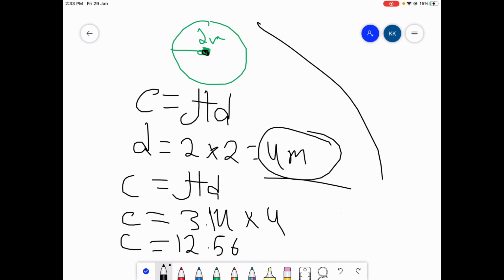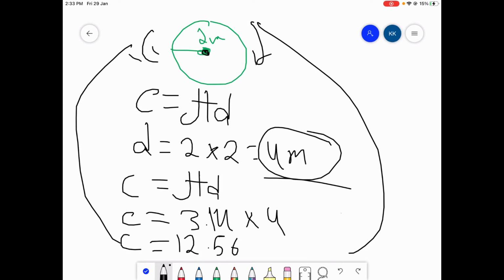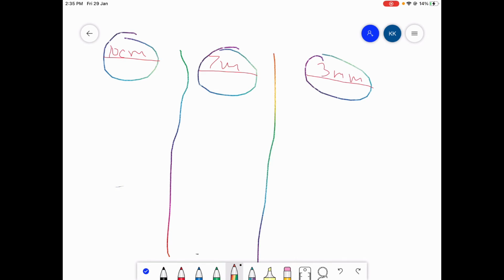So this is how we find the radius of the circumference, the half. Now we know how to find the circumference and the diameter. So let's give some examples. Let's see this example. Know for each formula what to do.